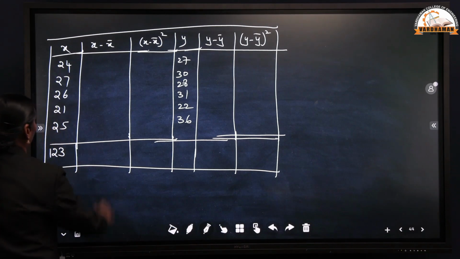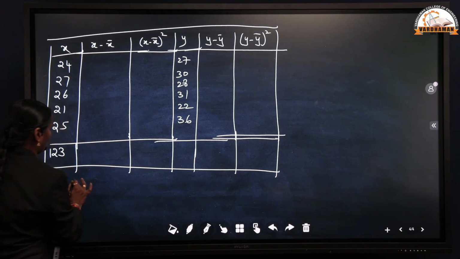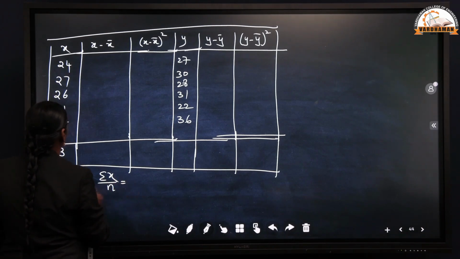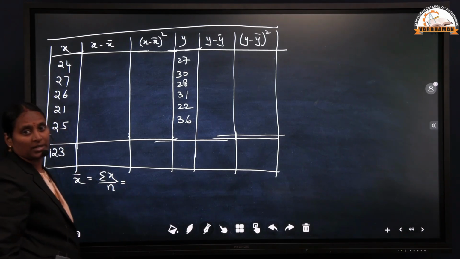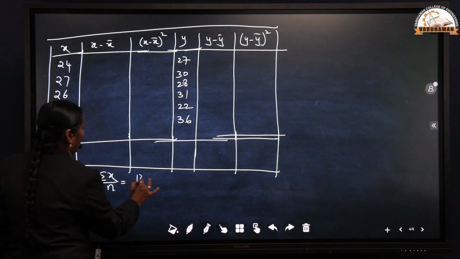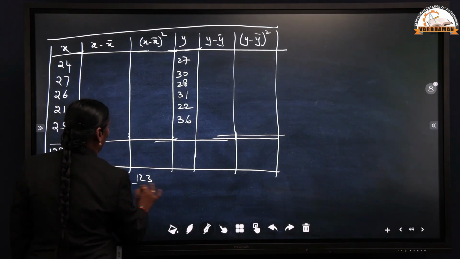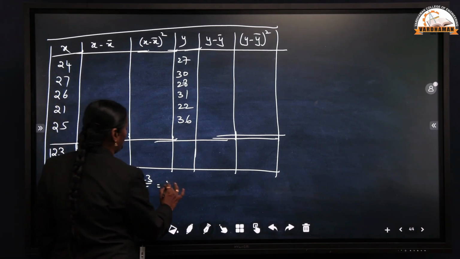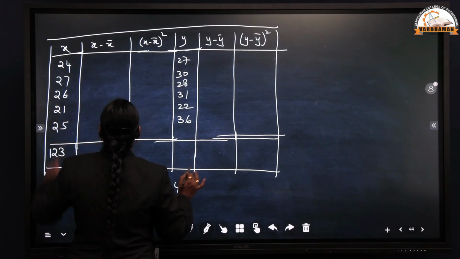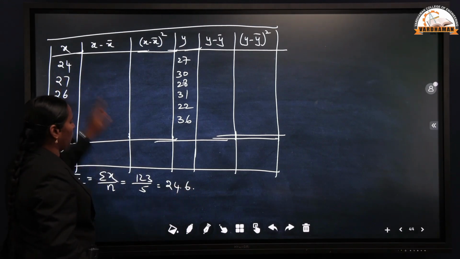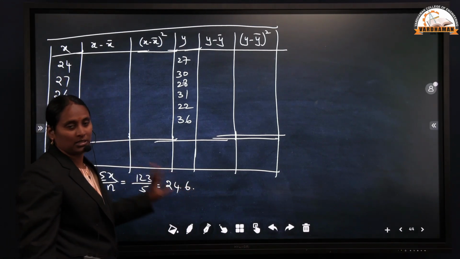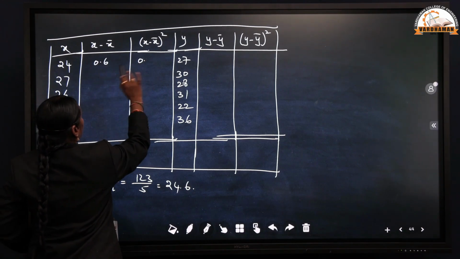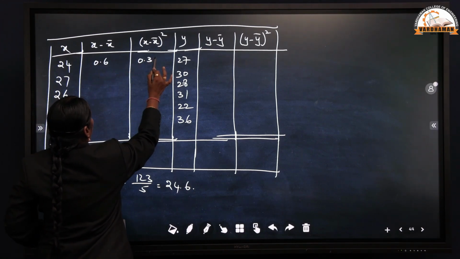Before finding the second column, we first find the x bar value, that is x bar is equal to summation x by n. The sum of all these observations is 123 and the number of observations here is 5. So x bar is equal to 24.6. Now we find x minus x bar. 24 minus 24.6 is 0.6, and 0.6 whole square is 0.36.